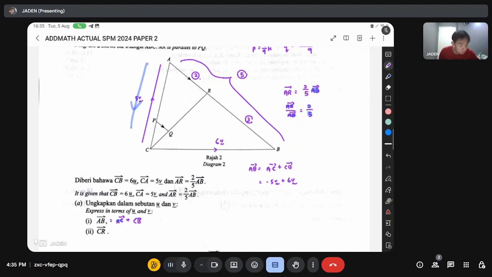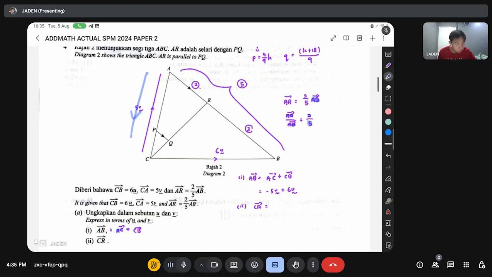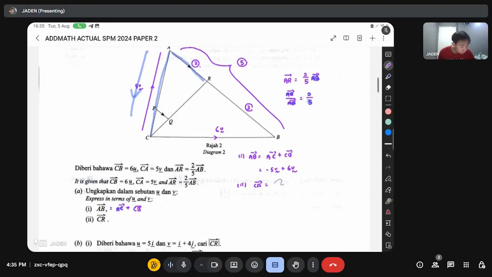Okay, next one. This is for 1. And next one is CR. So how do you actually get from C to R then? If you want to get C to R, I think the most possible way is you want to go from C to A and then A to R. So we write it down first: C to A plus A to R.